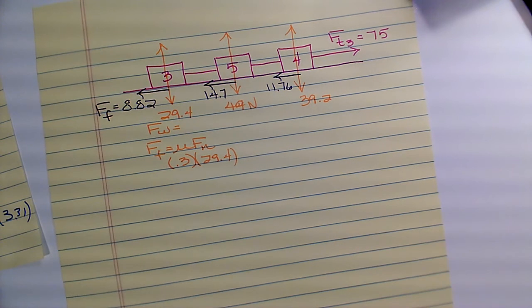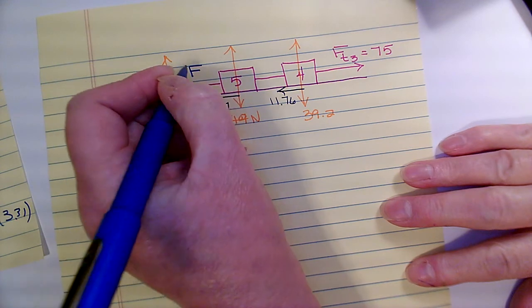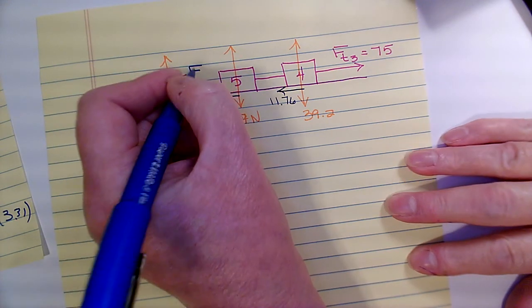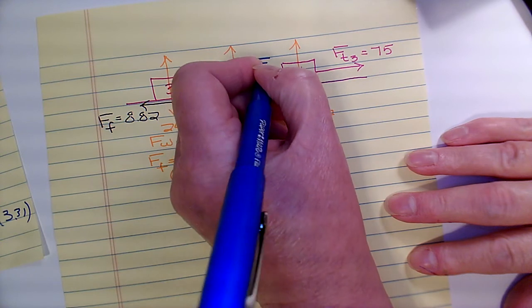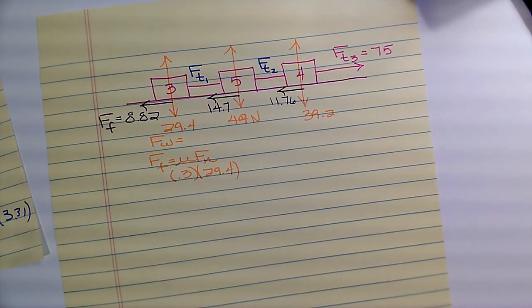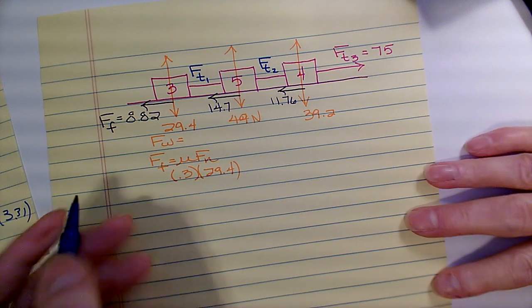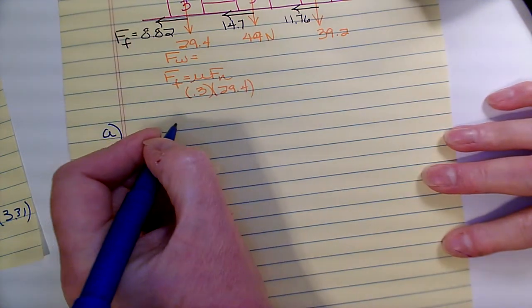Okay, so to start with, question A says calculate the acceleration of the system, and then they're asking me to find the tension in those respective strings. So they want me to find this tension, which they called T1, but I'm going to call it FT1, and I'm going to call this one FT2. You can never find the tension in the string until you know the acceleration of the system. So it makes sense why question A is here.